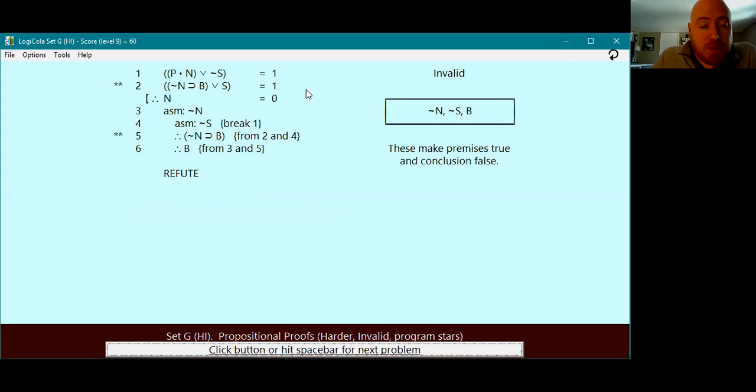Now, by assuming P and not N, I was able to derive a contradiction. But by assuming not S, I was not able to derive a secondary contradiction. So if you assumed not S, you would have 2 open assumptions. But if you assume P and N, you would have 1 closed assumption and then only 1 open assumption, okay?